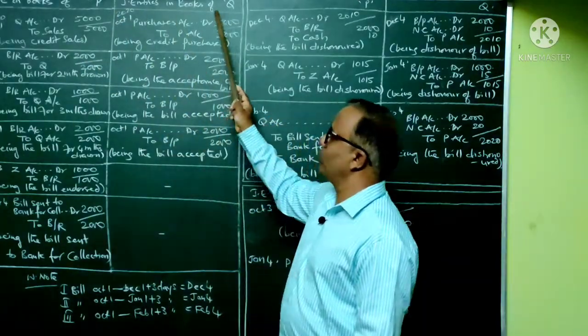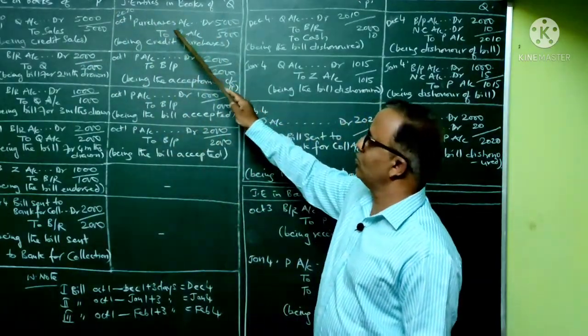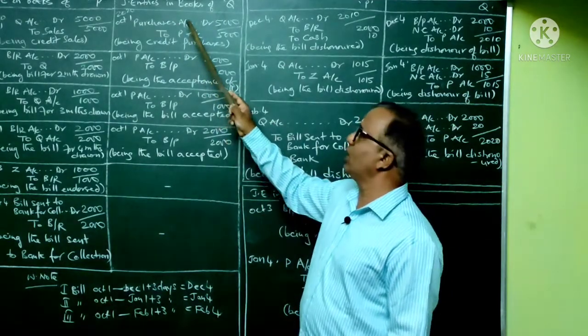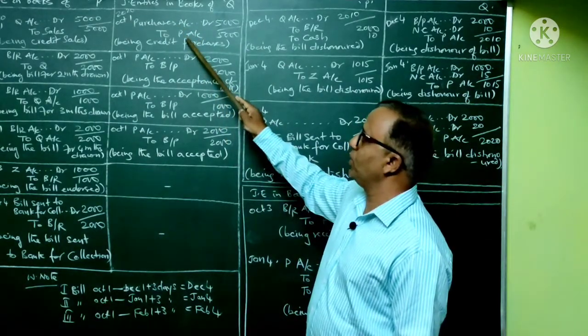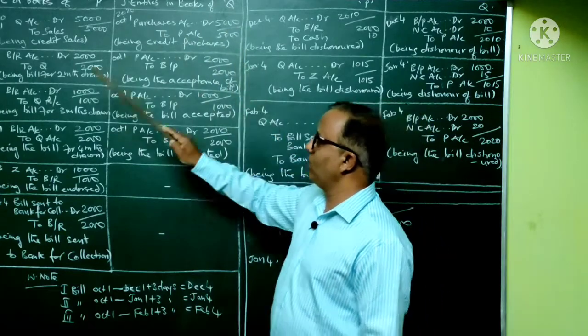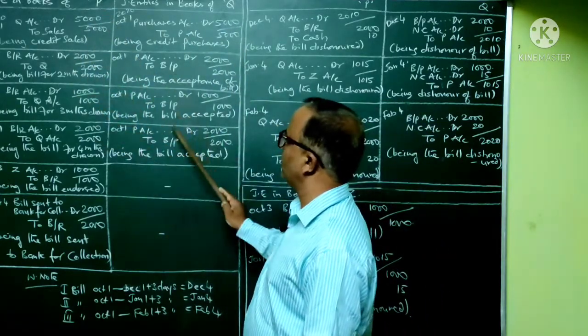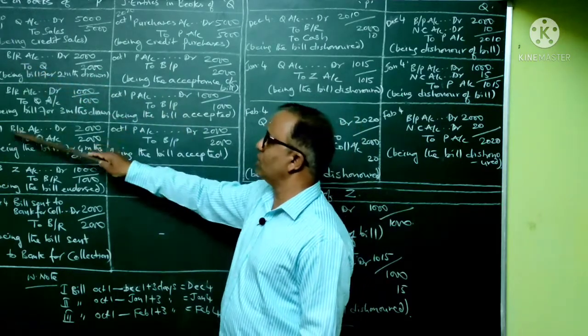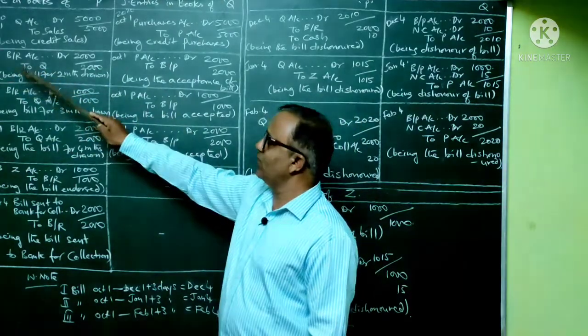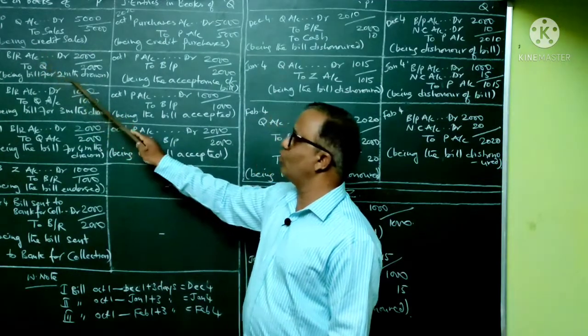Whereas Q, if you observe, on that day he will be passing this entry in his books because he has purchased it. He should write purchase account debit to P for 5,000. For this 5,000, P has drawn 3 bills on him. All 3 bills are drawn on 1st October only. The first bill he has drawn for 2 months.